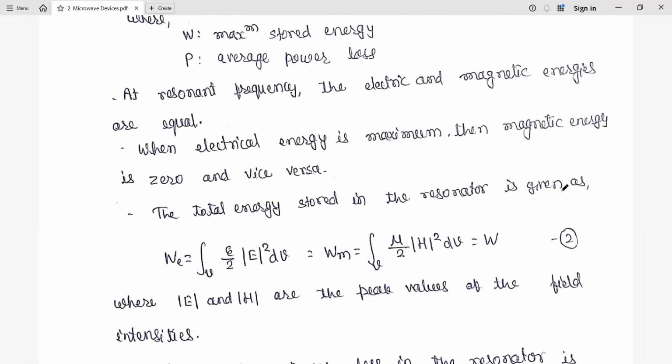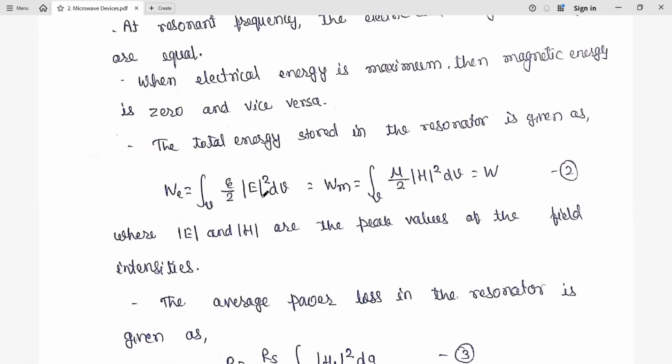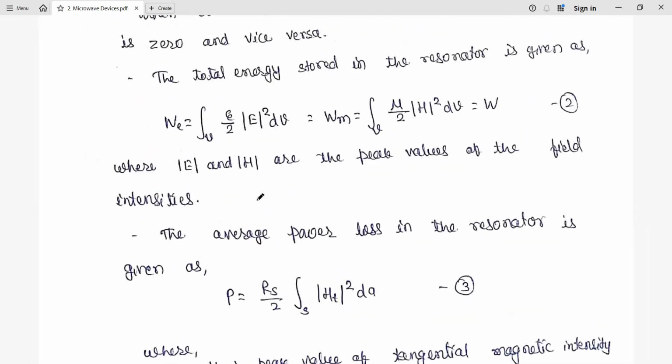At resonance frequency, the electric and magnetic energies are equal. Both energies become equal at the resonance frequency. When electrical energy is maximum, then magnetic energy is zero, and when magnetic energy is maximum, electrical energy is zero. So both conditions are there. Now the total energy is stored in the resonator. On the basis of stored energy, we are able to find the value of the inductance and capacitance, and on the basis of dissipated energy, we are able to find the resistance.